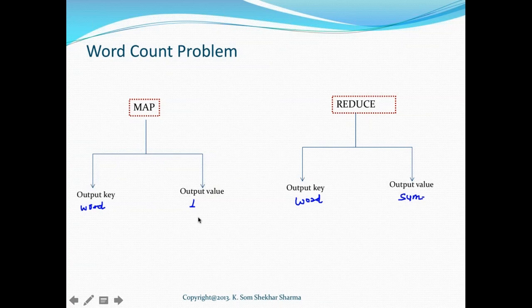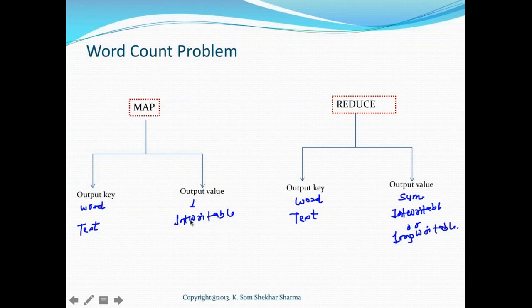Now the word, in Java data type, is a string, but since it's an output key and you are emitting it from your mapper, it will be of type Text. One is of type IntWritable because it's an integer, but you have to map it to the Hadoop data type. So this will be a Text. Summation could be an IntWritable, and if you think it could be bigger, then you can make it a LongWritable. It's up to you, IntWritable or LongWritable.